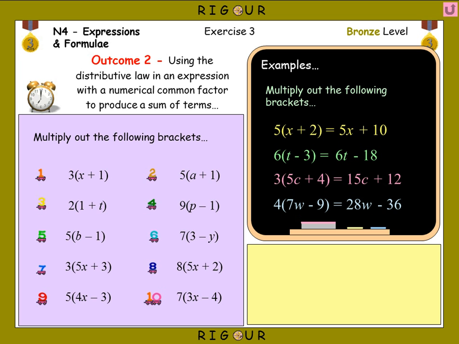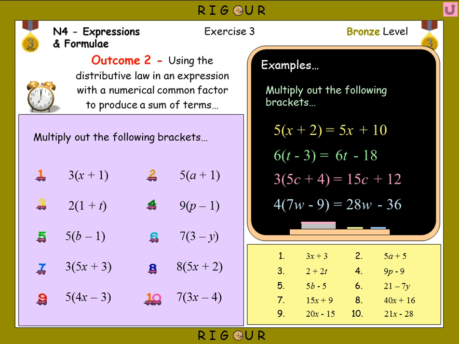Okay, you've unpaused the video, let's go for some answers. So number 1 is 3x plus 3, number 2, 5a plus 5, number 3, 2 plus 2t, number 4, 9p minus 9, number 5, 5b minus 5, number 6, 21 minus 7y, number 7, 15x plus 9, number 8, 40x plus 16, number 9, 20x minus 15, and the last one, 21x minus 28. So again, give yourself a score out of 10.